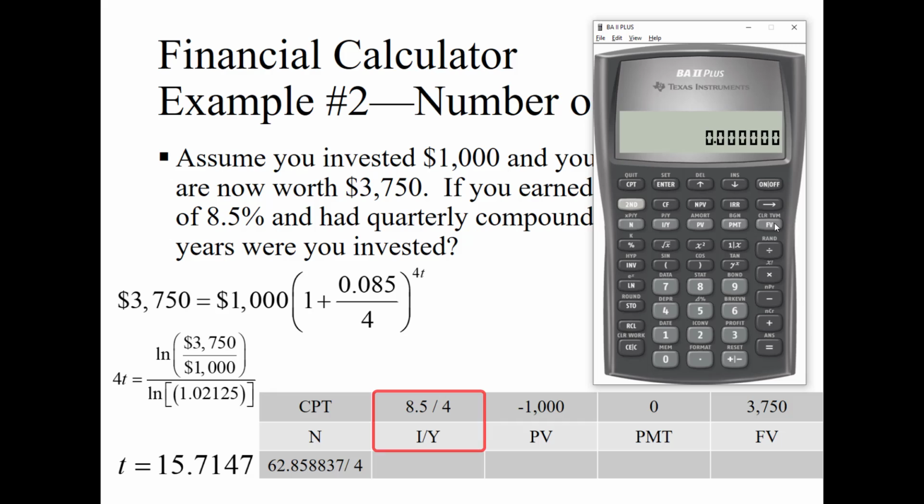Our I/Y is going to be 8.5% divided by 4. So I'm going to type in 8.5 divided by 4 equals, and then I/Y. Again, it's important to hit equals here. If not, it will store the 4 instead of the number we want it to store.